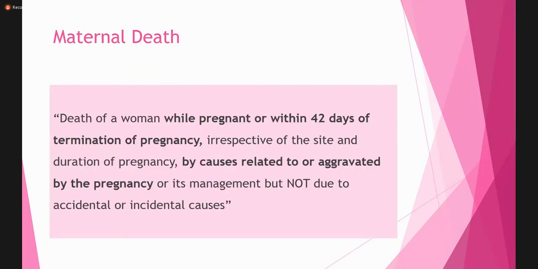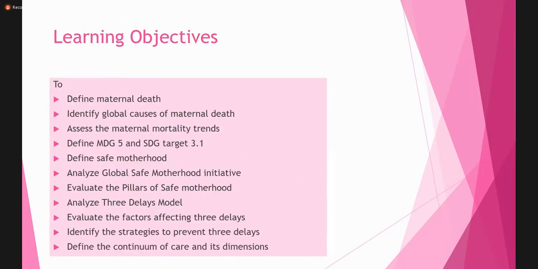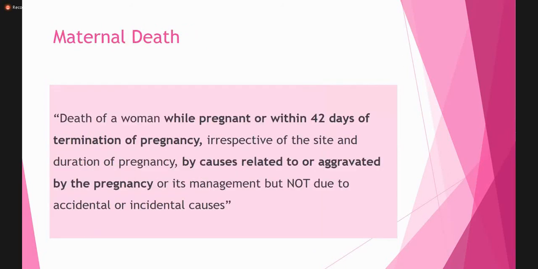So we are discussing the maternal mortality, the Safe Motherhood Initiative. So motherhood is a state of bearing of a child, or state of being a mother, and mainly this initiative was taken to prevent the maternal death. So we did what is maternal death? That is the death of the mother while pregnant or within 42 days of termination of pregnancy. So this is the definition of maternal death, irrespective of the site and duration of pregnancy, by causes related to or aggravated by pregnancy and not by accident or incident.